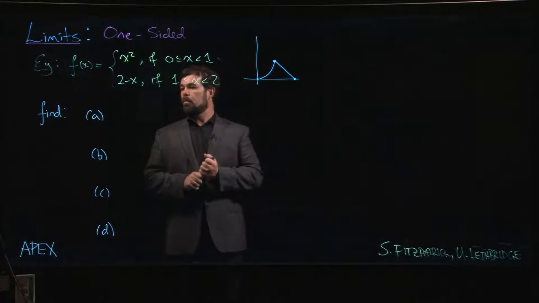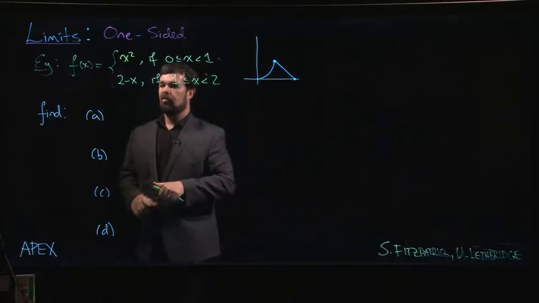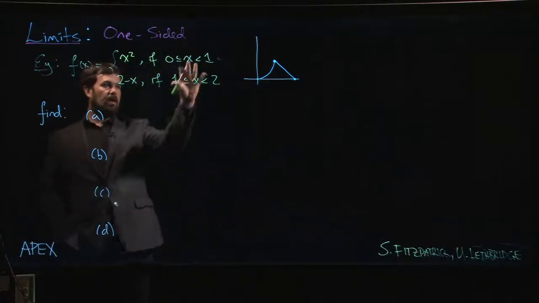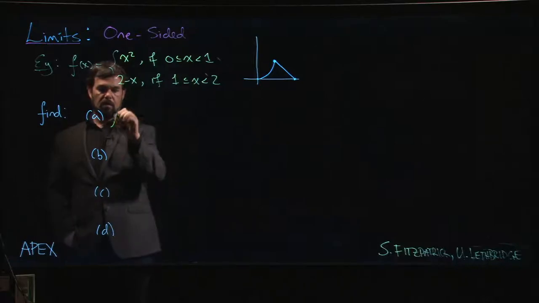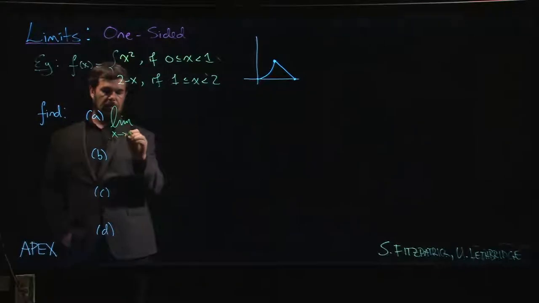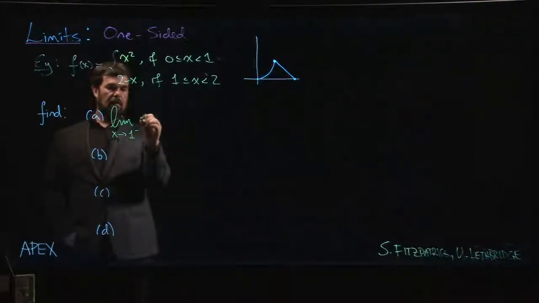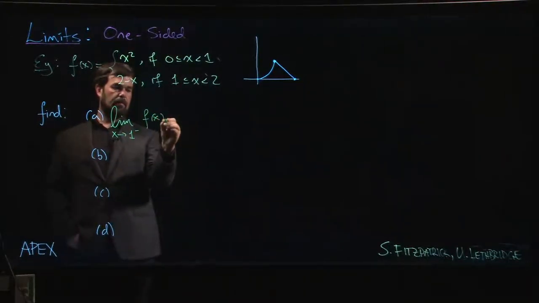All right, we're going to look at one more variation on this example that we've seen a couple of times now. We're going to look at what's going on near x equals 1. We're going to look at left and right-handed limits. So first thing we're going to look at is the limit as x approaches 1 from the left.